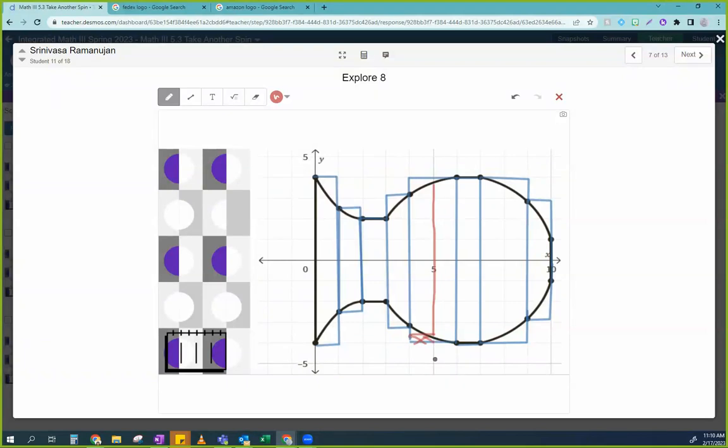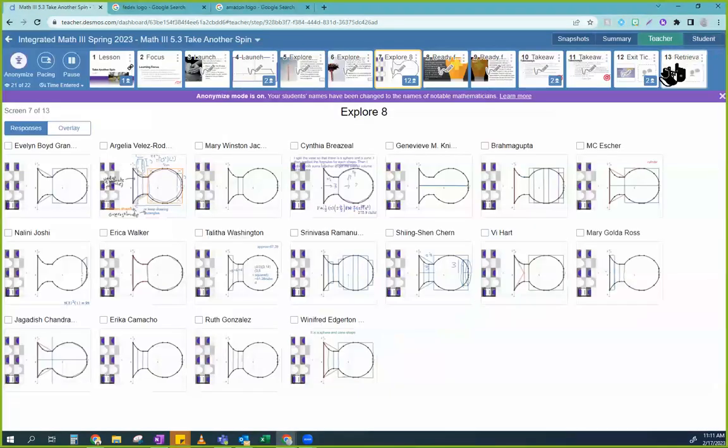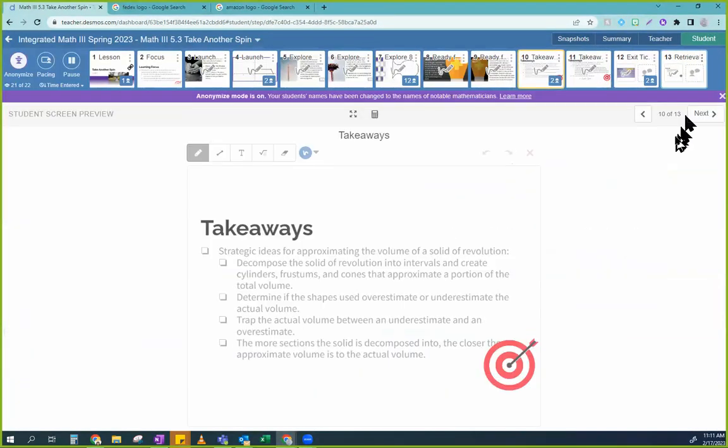So the tinier and tinier I can make these rectangles, super skinny, right? I can do halves, and then I could do fourths. Do you see how skinny I can make my rectangles? By making them skinnier and skinnier, I am getting my volume closer and closer to the actual. Does that make sense? All right, good. Moving right along to my takeaways.